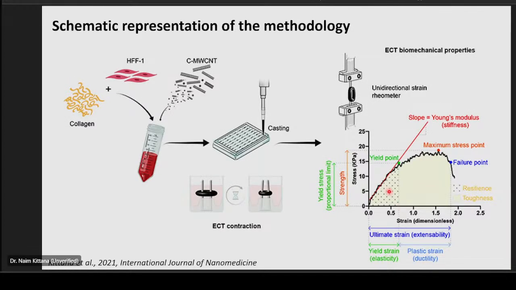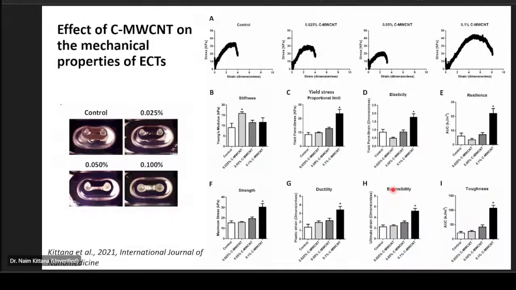Also, we look at the area under the curve. This dotted region is what we call the resilience of the tissue, which is the area under the elastic region of the curve, and the area here represents the tissue toughness. So these are several mechanical properties that we could learn from this experiment, and this is what we had.